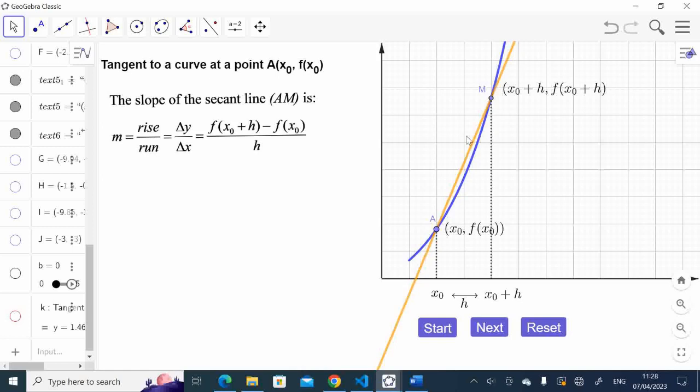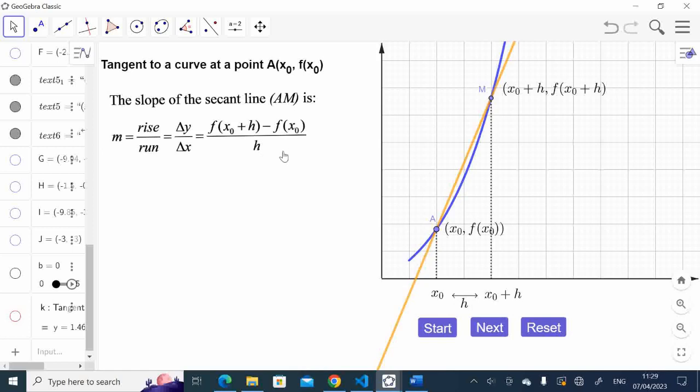If I want to find the slope of this secant line, how do I find it? We already know the components of the first point on the line, which is A, x0, f of x0, and the second point, M, x0 plus h, f of x0 plus h. By definition, the slope is rise over run, the change in y over the change in x. The change in y is f of x0 plus h minus f of x0, over the change in x: if I subtract x0 plus h minus x0, what's left is h. So this represents the slope of the secant line.